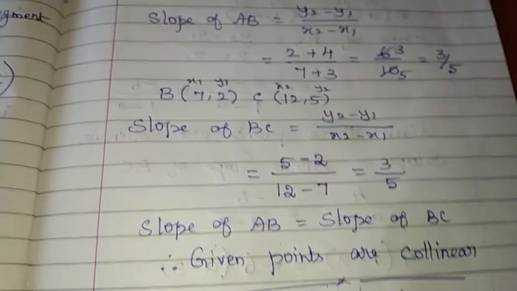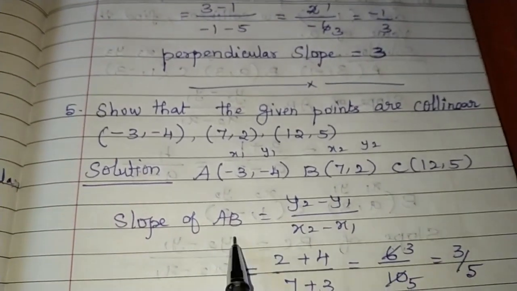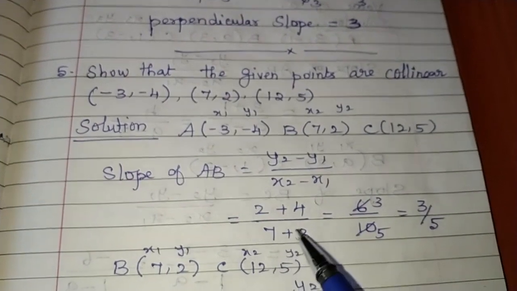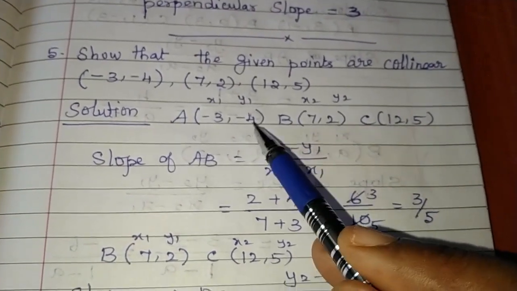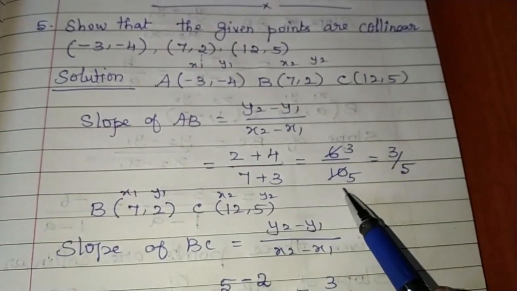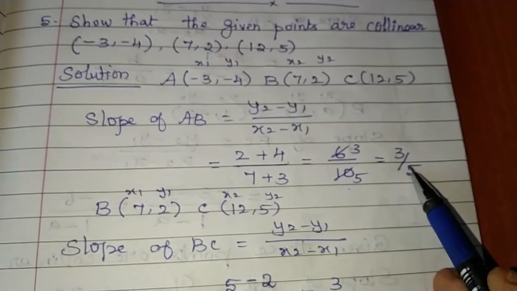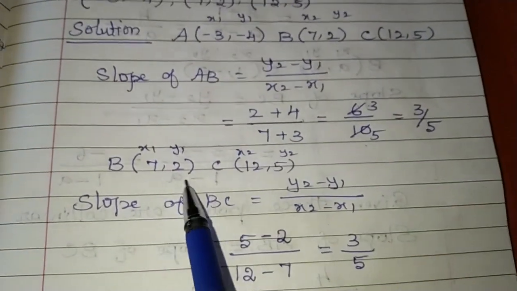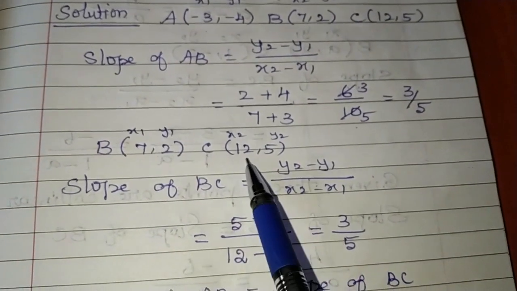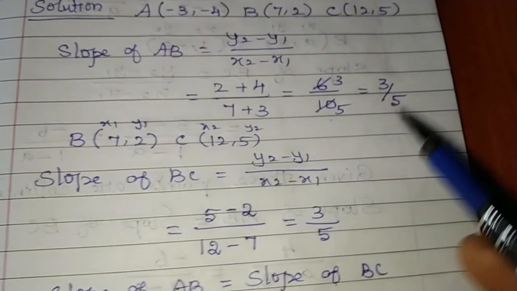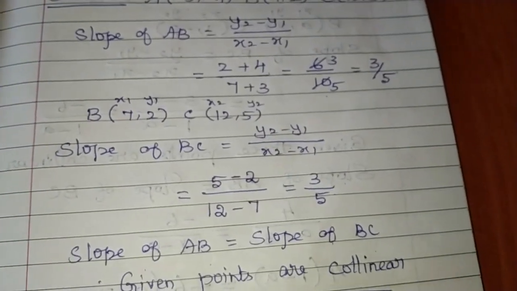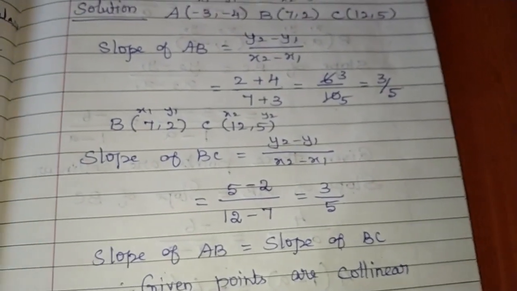The points are collinear. See that one, slope of AB, y2 minus y1 divided by x2 minus x1. Simplify, 2 plus 4, 7 plus 3. Simplify, 6 by 10. Cancel, 3 by 5. Next BC. BC x1 y1, x2 y2. Slope value 5 minus 2, 12 minus 7. 3 by 5. See that one? Equal. Slope of AB equal to slope of BC. Therefore, given points are collinear.